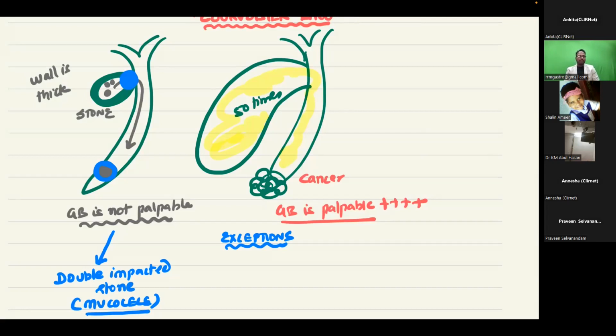Gallbladder is not palpable, as is usual routine. But if there is a double impacted stone, the gallbladder is palpable. So in stone disease, when is the gallbladder palpable? It means two stones, one in the bile duct, another in the cystic duct.